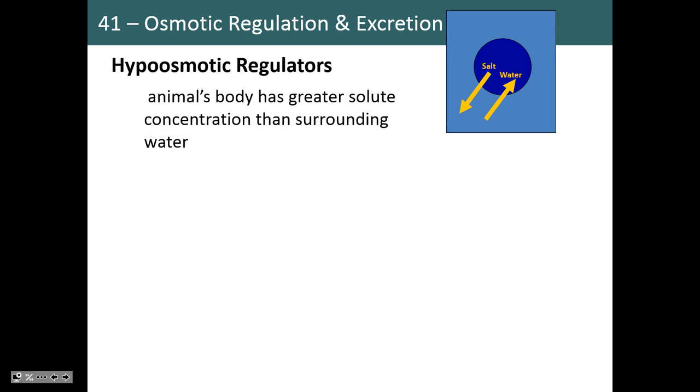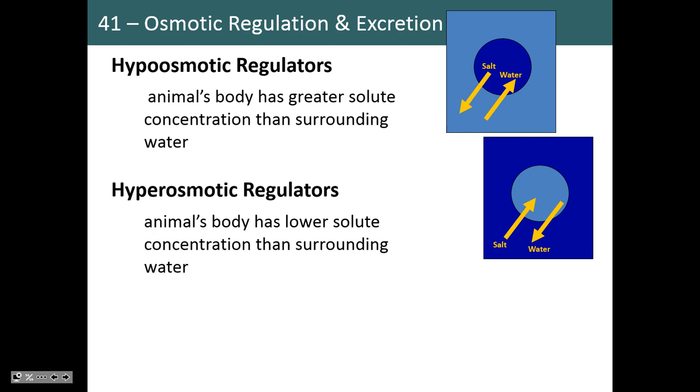So some organisms are what we call hypoosmotic regulators. And this is in any organism whose body has a greater solute concentration than the surrounding water. So think an organism living in fresh water. The solute concentration of your freshwater lake is relatively low compared to the solute concentration of your animal's body, right? So that means that salt wants to leave the animal's body and go out to the surrounding fluid, and water wants to come into the animal's body from the surrounding fluid. So they're going to have to constantly regulate that.